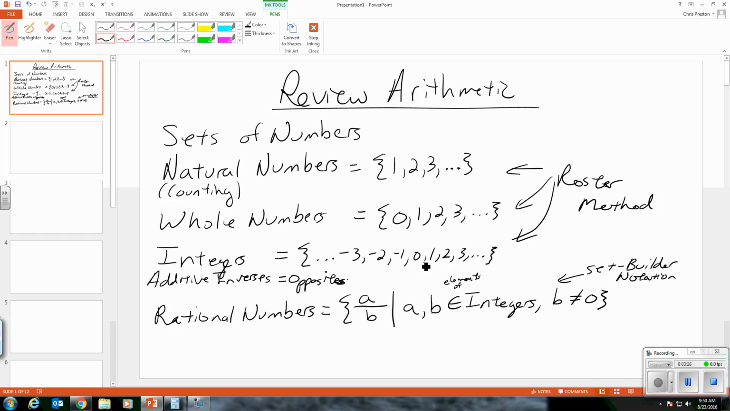So you can think of 5 as being written as 5 over 1, or 10 over 2, or -15 over -3. All those are different ways of representing the number 5, so therefore 5 is a rational number.